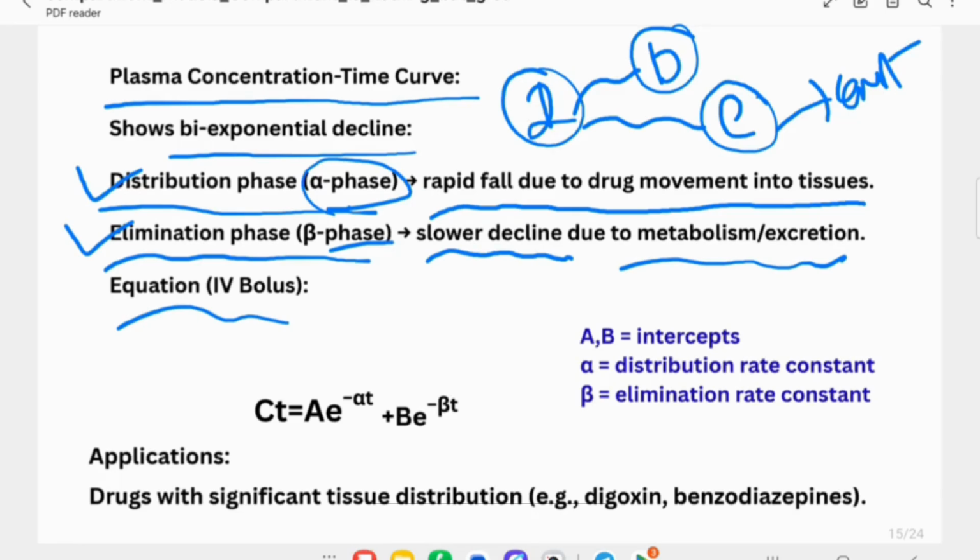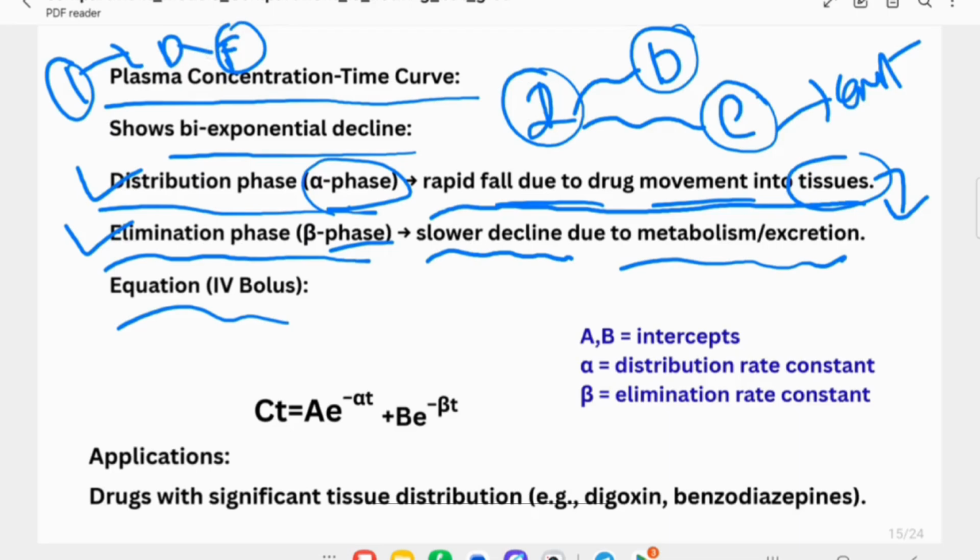Here in the distribution phase, there is a rapid decline in the rate of distribution due to drug movement in the tissues. In the one compartment model, the distribution is fast or rapid, whereas in the two compartment model, the distribution is slow because of the movement of the drug in the tissues.